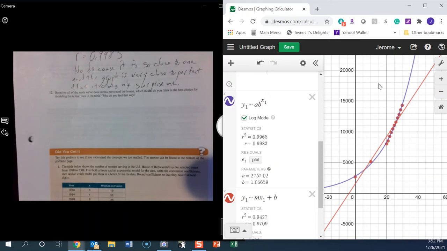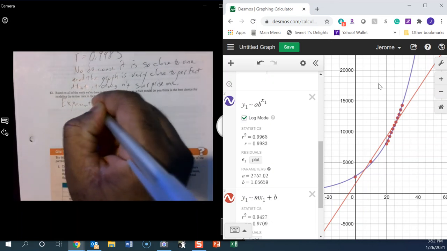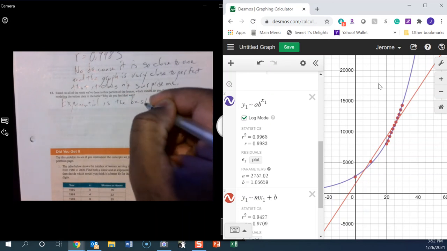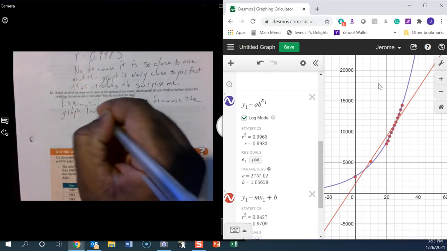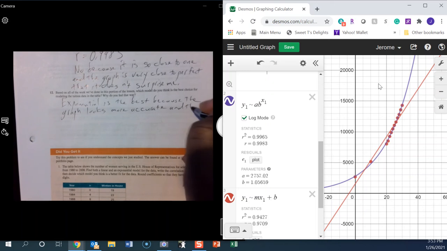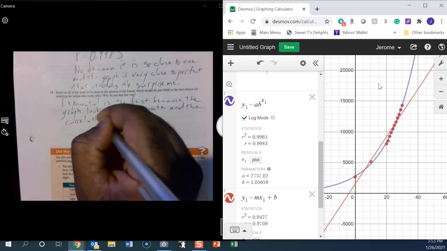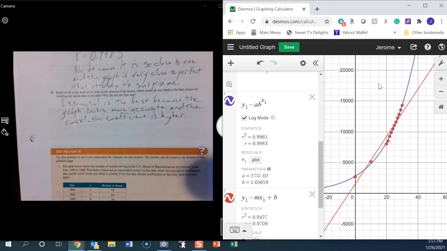Okay, number 12. Based on all of the work we've done in this portion of the lesson, which model do you think is the best choice for modeling the tuition data in the table? Why do you feel this way? Okay, I would say exponential is the best because the graph looks more accurate and the correlation coefficient is higher. So those would be the two reasons that I would give why that's better.